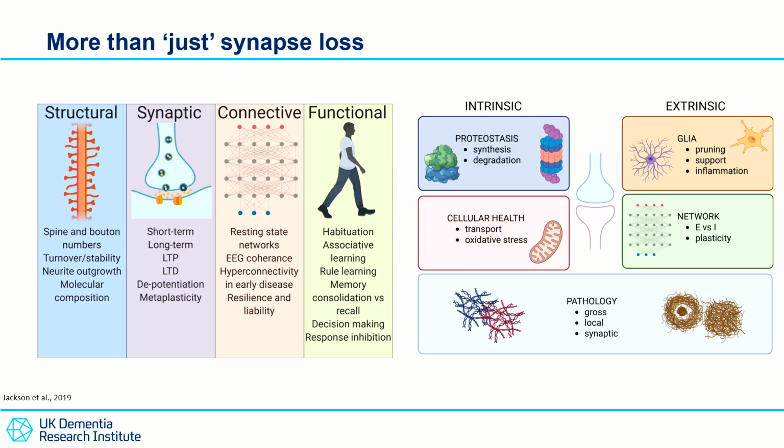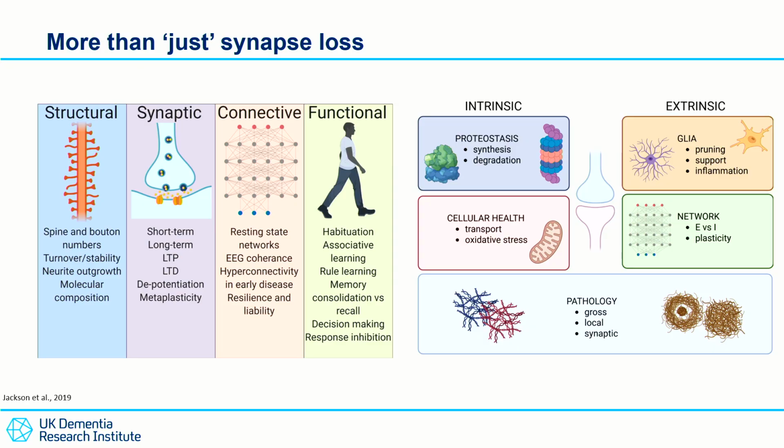And then we need to think of synapses not in isolation, but at the network level, where there is a delicate balance of excitatory and inhibitory neurotransmission, and this balance is affected differentially at different stages of the disease. And then bear in mind that synapses are inherently plastic, and this is crucial for learning and memory processes. And then underpinning all this is the pathology.